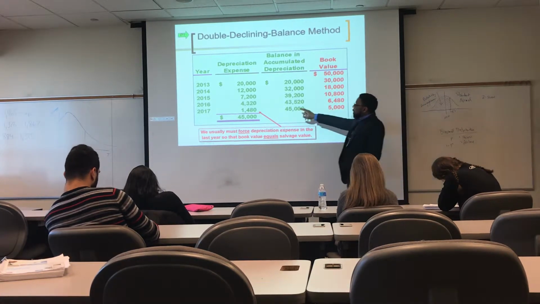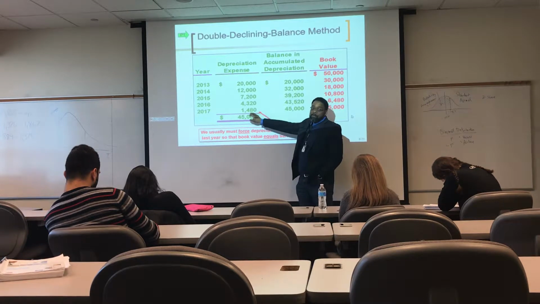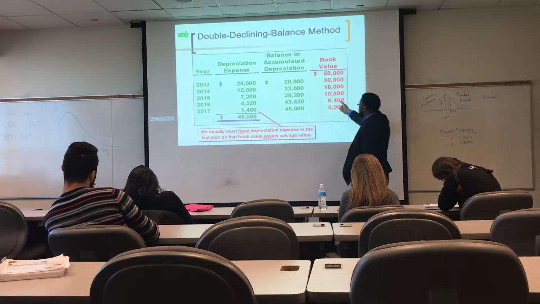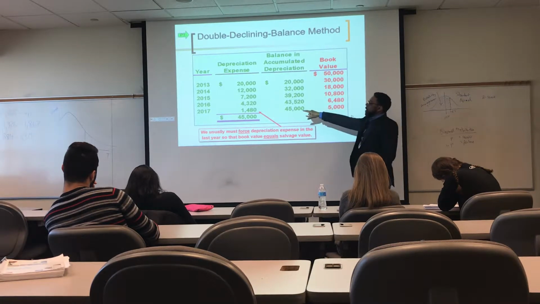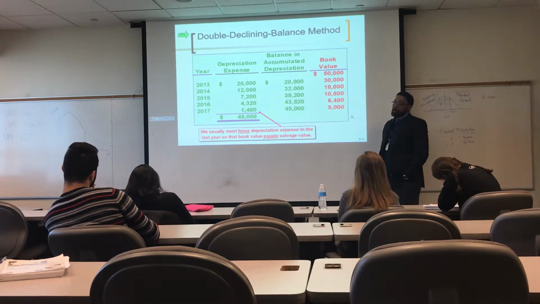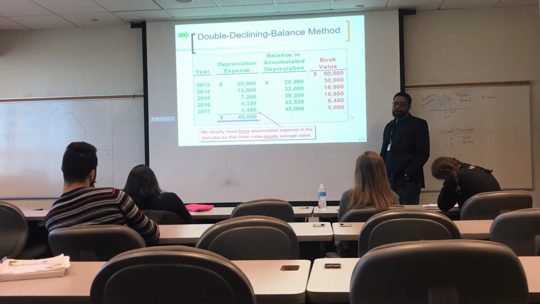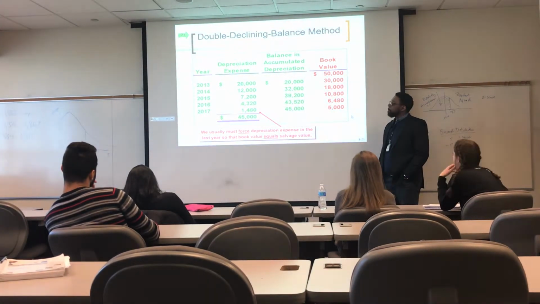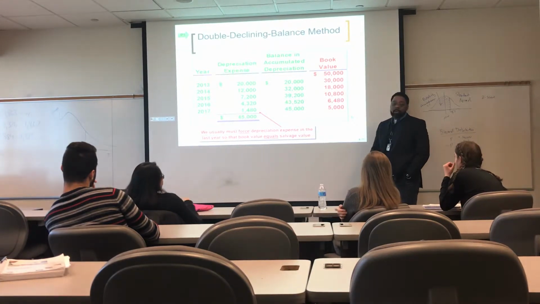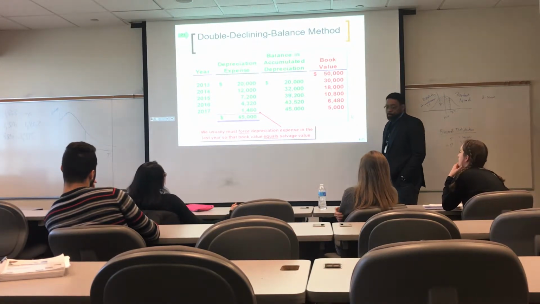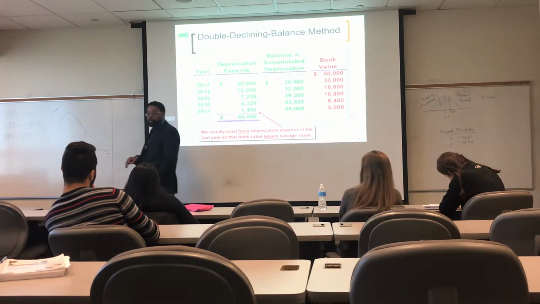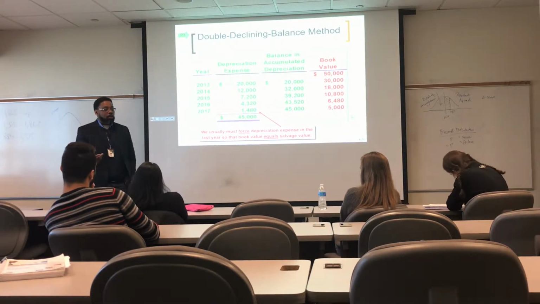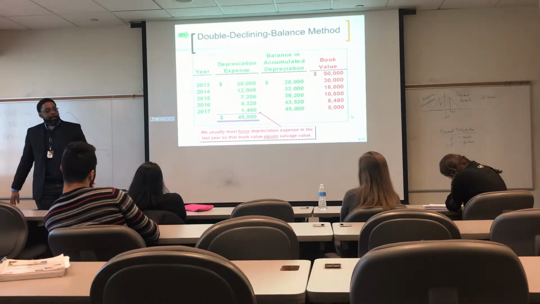So in the last year, we're not gonna take 40%, we're just gonna take the difference between $6,480 and 5,000, which is $1,480 to get the 5,000. Are you with me, scholars? How do we know what the salvage value is? It'll be given to you in the question. In the real world, you will estimate them.